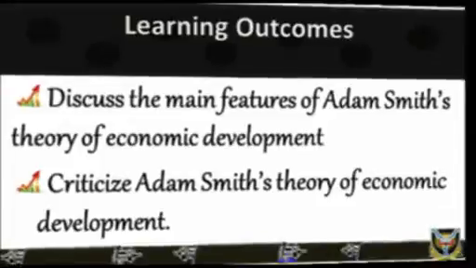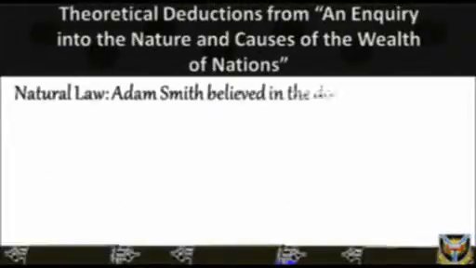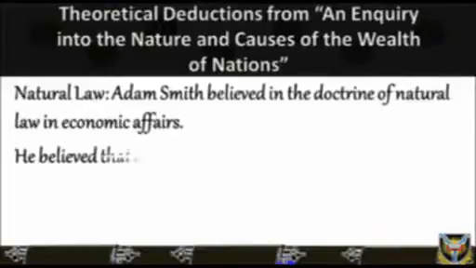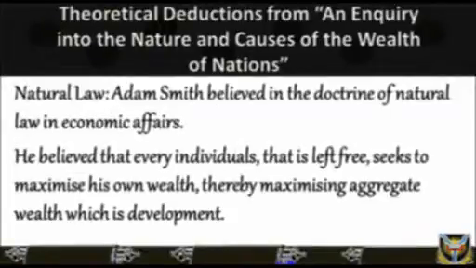Theoretical deductions from An Inquiry into the Nature and Causes of the Wealth of Nations. The following were the deductions to show that Adam Smith was talking about economic development. 1. Natural law. Adam Smith believed in the doctrine of natural law in economic affairs. He regarded every person as the best judge of his interest, who should be left to pursue it to his own advantage. In furthering his own self-interest, he would also further the common good. That is why, in pursuance of self-interest, an individual is led by an invisible hand which guides market mechanism.